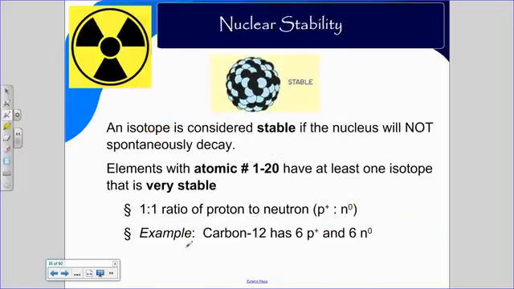Nuclear stability. We have a couple ways we can analyze stability. The first way is just simply looking at its atomic number. Assess atomic number for stability. It's stable if its nucleus won't spontaneously decay. Elements with atomic number 1 to 20 have at least one isotope that's very stable, with a 1-to-1 proton to neutron ratio. An example is carbon 12. 99% of the carbon in you is carbon 12, okay? And it's stable. So chances are an atom of carbon is very stable.